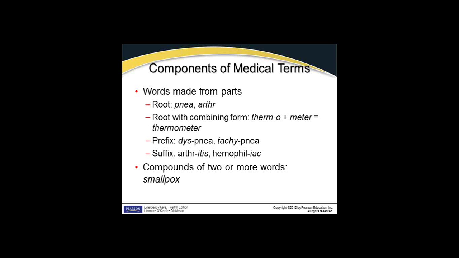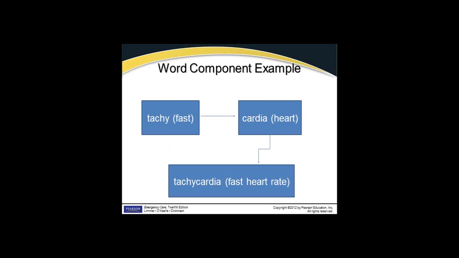And then sometimes we have suffixes that help indicate a certain condition. In the case of our friend arthr, for joint, itis means inflammation. So we have an inflammation of the joints, or hemophilia, meaning it's a bleeding disorder. And a lot of times there'll also be a compound of two or more words. So smallpox. In general, it's not a difficult or complicated old word. It's just a pretty simple union of them.